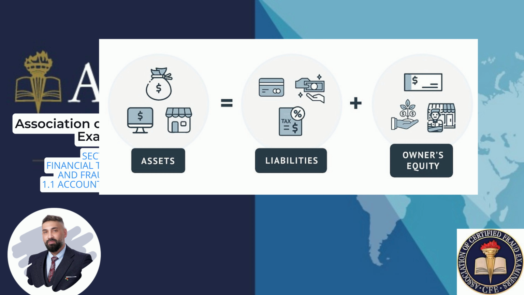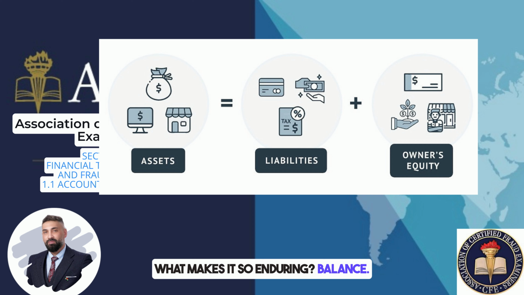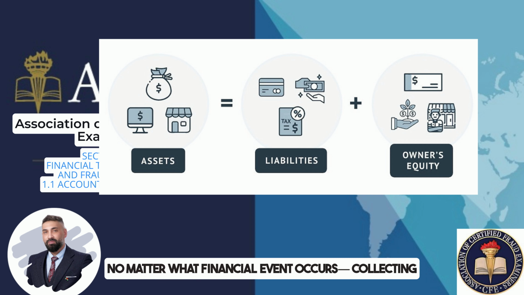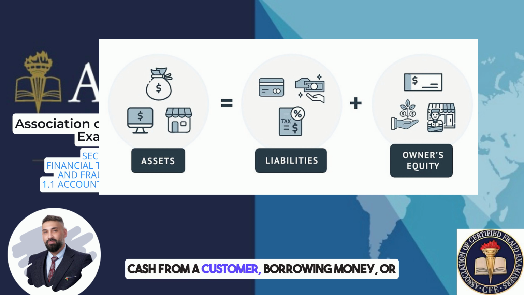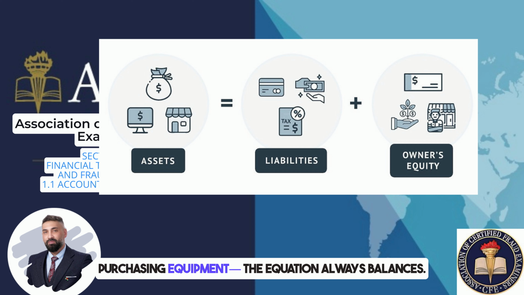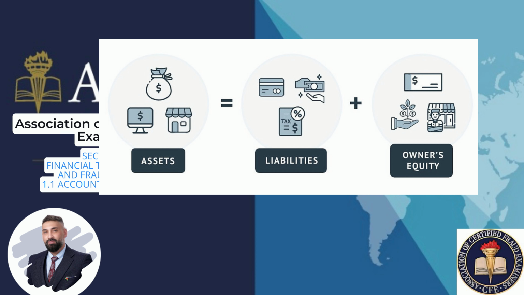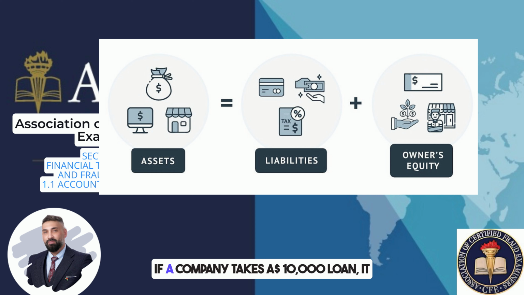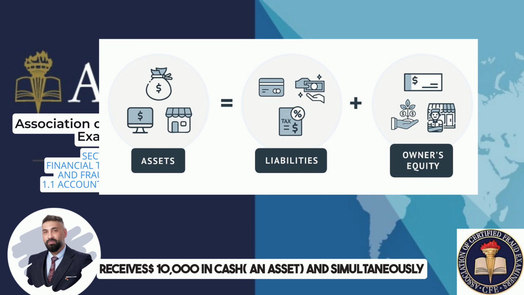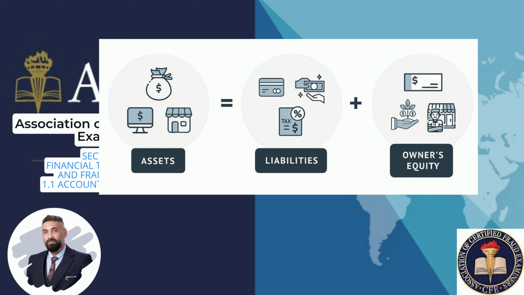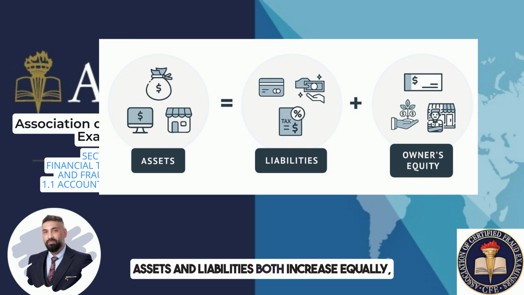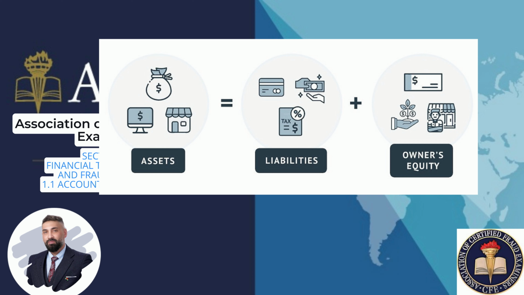This equation, developed centuries ago by Luca Pacioli in 1494, has remained the cornerstone of double-entry bookkeeping. What makes it so enduring? Balance. No matter what financial event occurs, collecting cash from a customer, borrowing money, or purchasing equipment, the equation always balances. Consider this example. If a company takes a $10,000 loan, it receives $10,000 in cash, an asset, and simultaneously records a $10,000 liability as notes payable. Assets and liabilities both increase equally, maintaining equilibrium in the accounting equation.